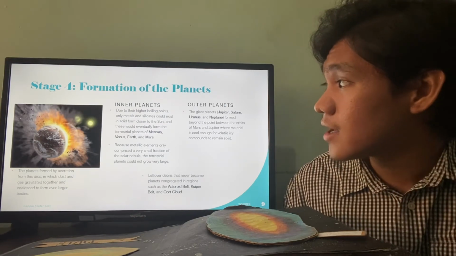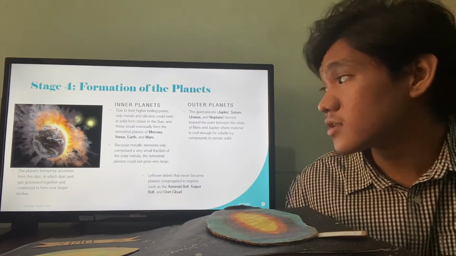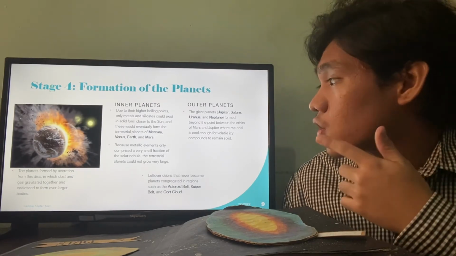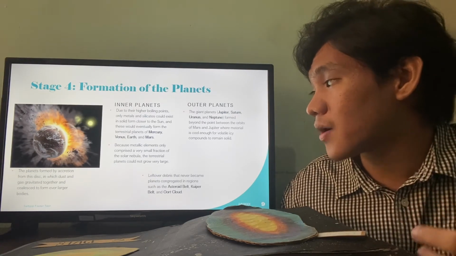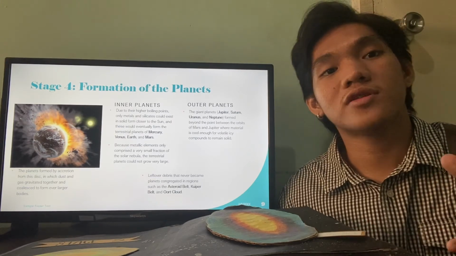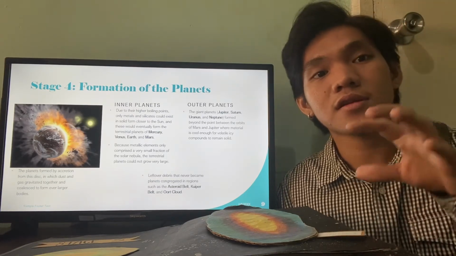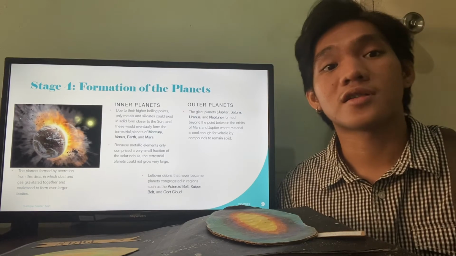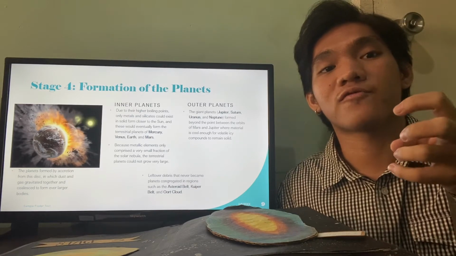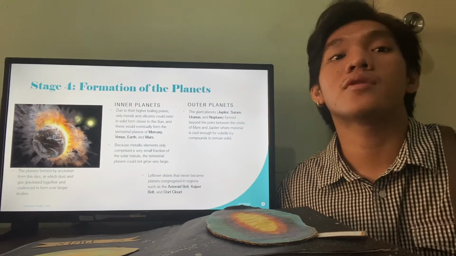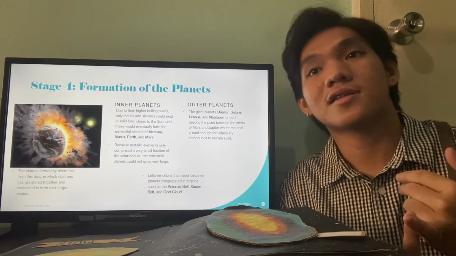The outer planets, the giant planets Jupiter, Saturn, Uranus, and Neptune, formed beyond the point between the orbits of Mars and Jupiter, where material is cool enough for volatile icy compounds to remain solid. This is the reason why the outer planets are big and gaseous: in this part of the solar system, the sun could not absorb these large masses of gases.